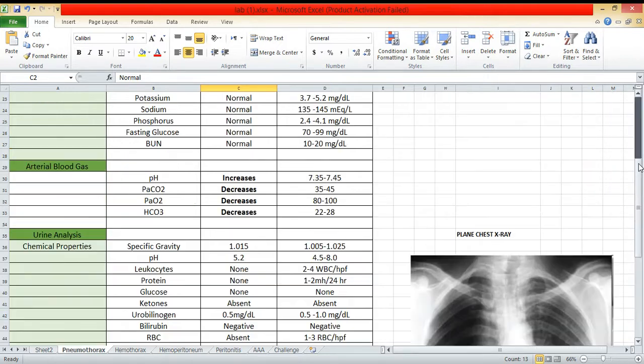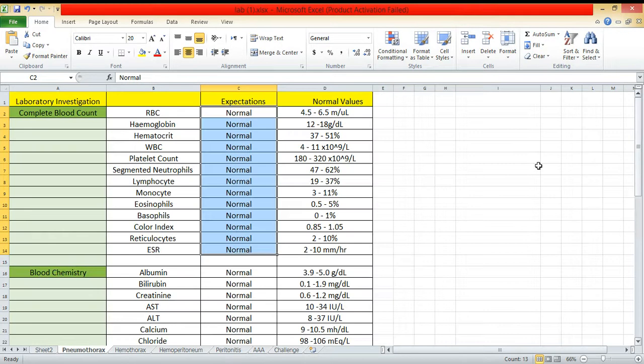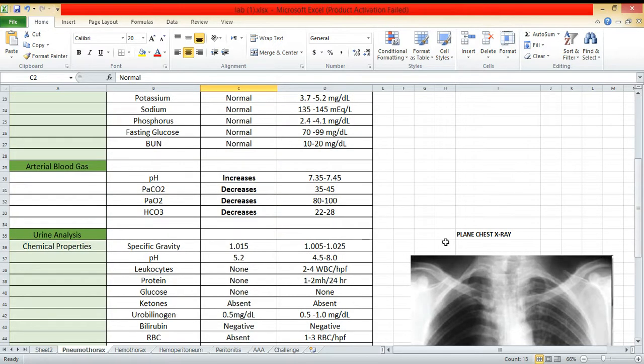Here we have the normal values for the blood count, and here it should be the expected results. In pneumothorax, we expect the blood count to be all normal. The blood chemistry is also normal, but in the arterial blood gases, there is an increase in pH and a decrease in the oxygen and carbon dioxide. And the urine analysis is also normal.